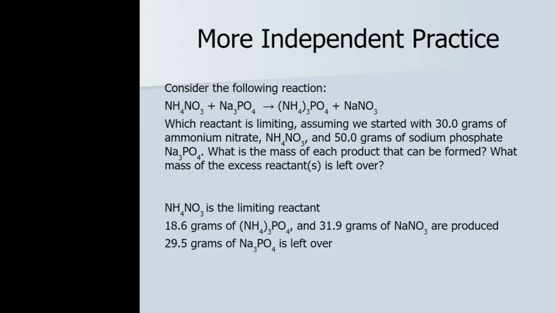Alright, time's up. So you should have determined that NH4NO3 is the limiting reactant and that 18.6 grams of NH4PO3PO4 was created and 31.9 grams of NaNO3 are also produced. And that 29.5 grams of Na3PO4 is left over.